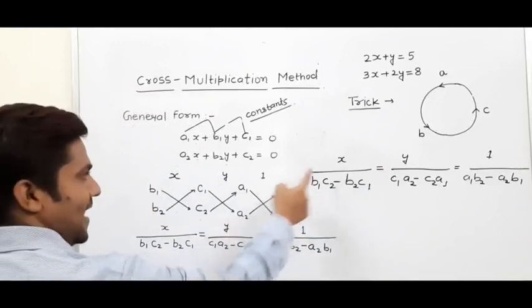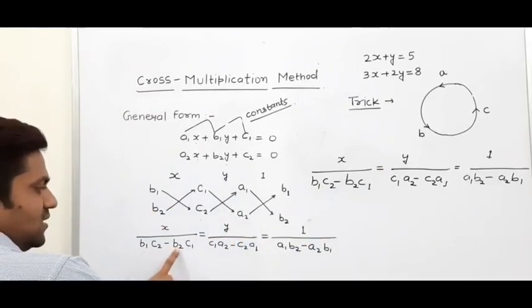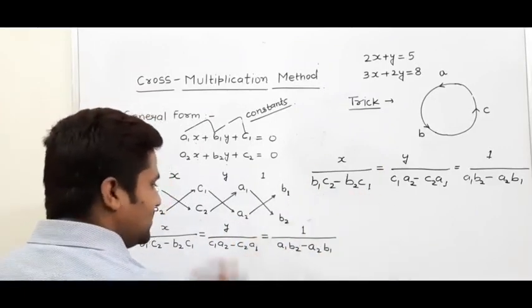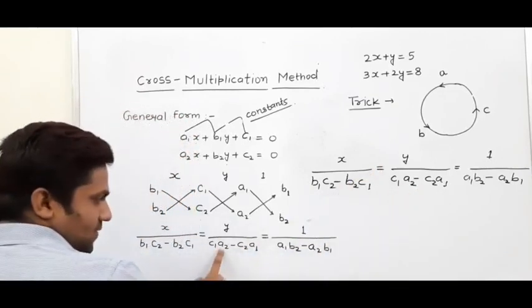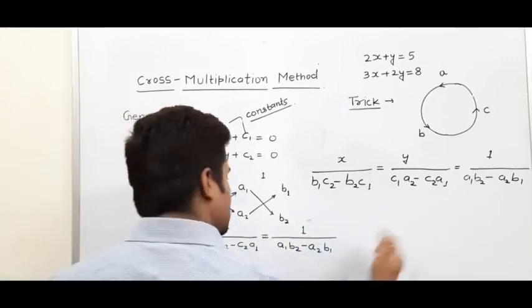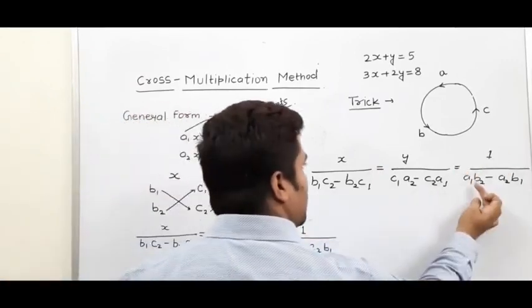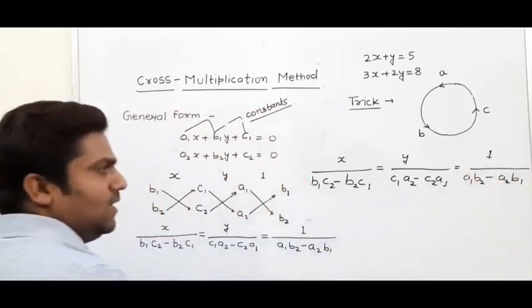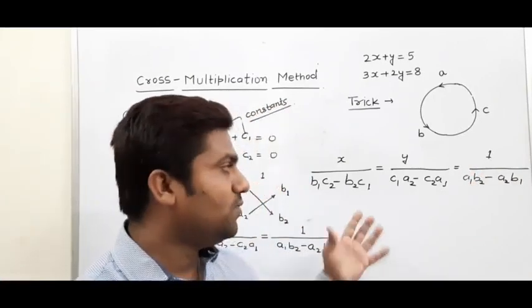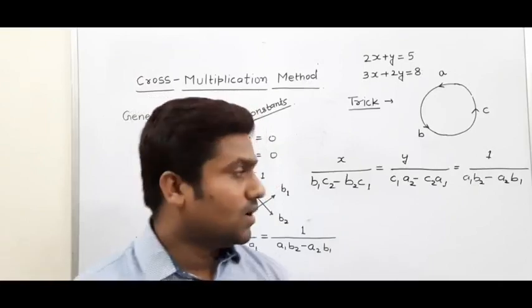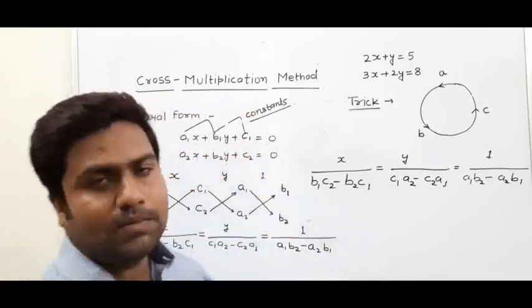Is it exactly true or not? So this is x upon b1 c2 minus b2 c1. Yes, it is matching. Equal to y upon c1 a2 minus c2 a1. Yes, it is also okay, and equal to 1 upon a1 b2 minus a2 b1. It means our trick is successful to form the correct formula for the cross multiplication method.